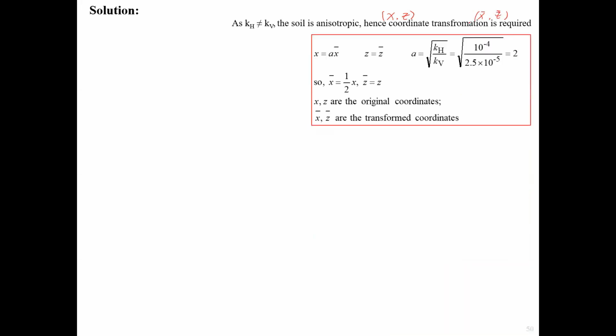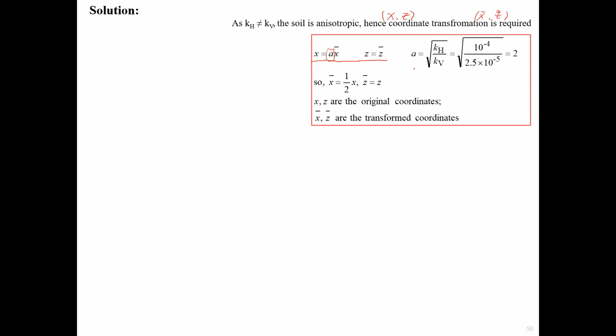So now we do the calculation. Because KH and KV are not the same, it's anisotropic soil, so the coordinate transformation is required. We have to transfer the coordinate from the original x, z to the new x bar and z bar. That will be the new equivalent isotropic case. So here is how we do the transformation. We know this expression is the same for all the cases, so what we need to do is just get alpha.